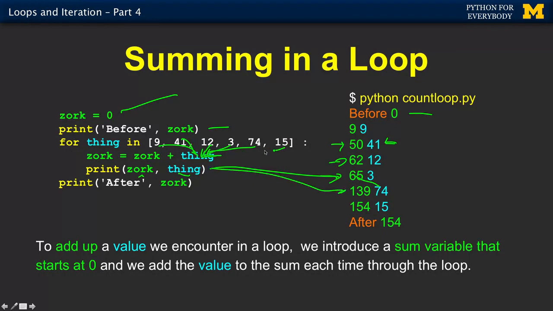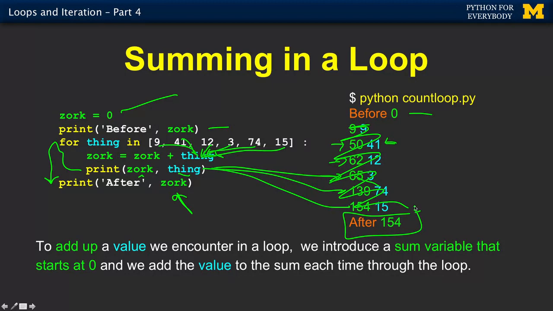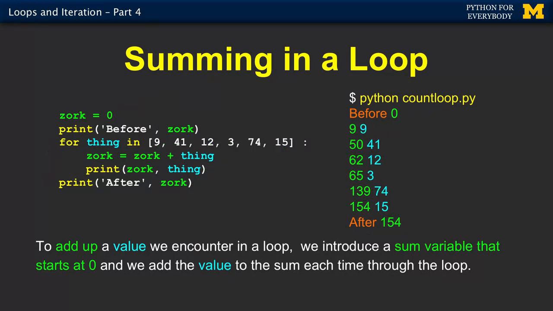We do the last one, 15. 139 plus 15 is 154. We print that out. Now it goes back up, but the for loop is done. So out we come. At the end, when it's all said and done, this running total becomes the total, 154. Certainly you wouldn't print all of this stuff out, but at the end, you'd do this. The difference between the count and the total is that instead of adding one here, you add the thing you're totaling up. That's how we compute totals.